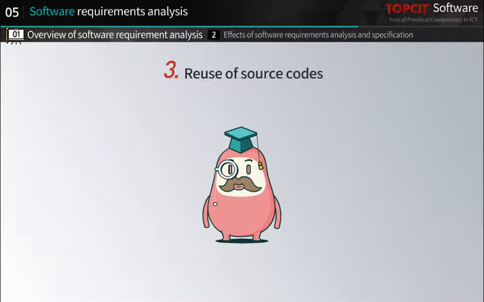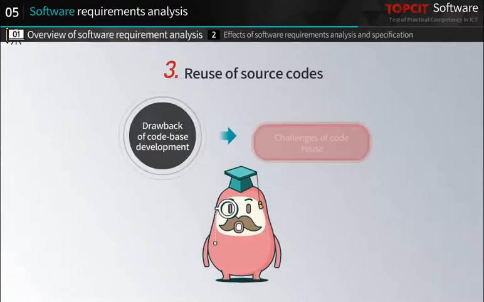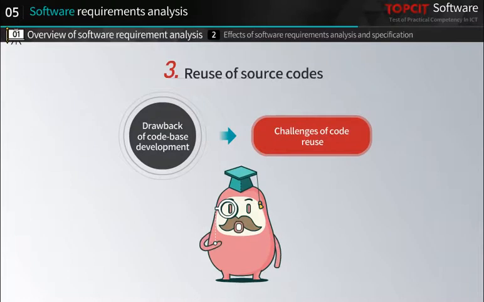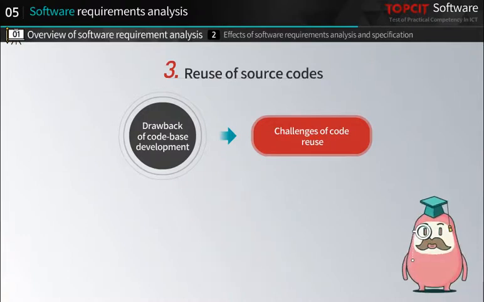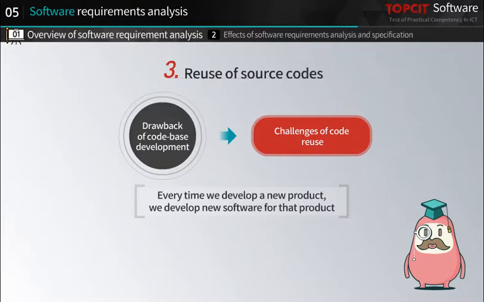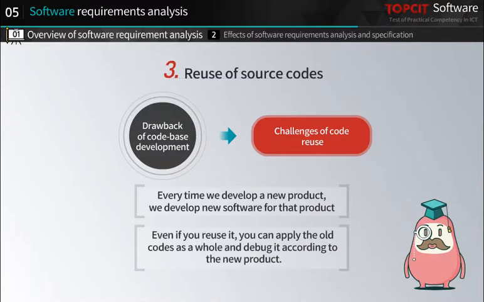Let's look at the third part. The greatest effect you can get from software requirements analysis and specification is source code reuse. The drawback of code-based development is that code reuse is difficult. For smaller developments where the software was not complicated, you may not have felt the need for code reuse. It would not have been a big inconvenience to develop new software for each new product. Even if you reused it, you would have to apply the old code all at once and debug it for the new product.